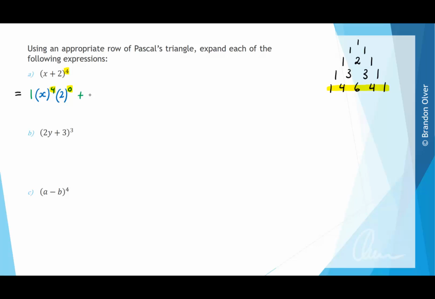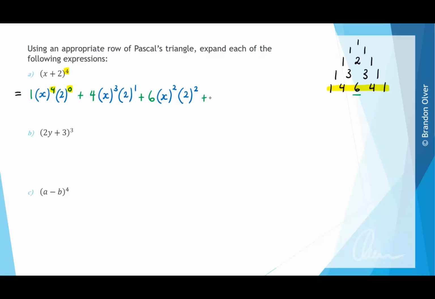Then our next expansion coefficient is 4, and then we have x to the power of 1 less than 4, which is 3, and 1 more than 0 is 1, so we have x to the power of 3, 2 to the power of 1. Then our next expansion coefficient from Pascal's triangle is the 6. And then we have x to the power of, 1 less than 3 is 2. And then we have 2 to the power of 1 more than 1, which is 2.